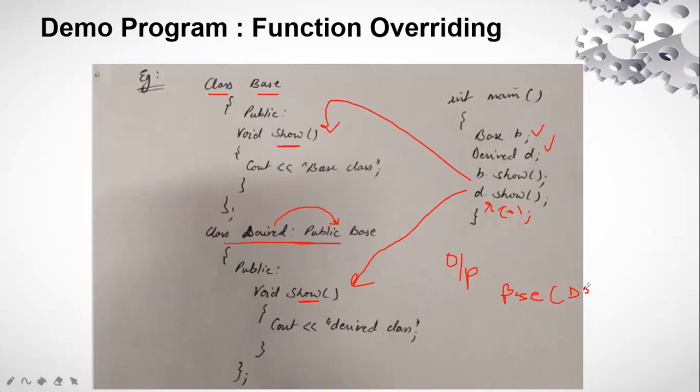It will be in one line only, because I have not given any next liner. So the output will be base class and derived class will be printed. So you can see we have the same function with the same name and same parameter. How we are going to use? We are going to use with the help of function overriding. This is how function overriding is done.